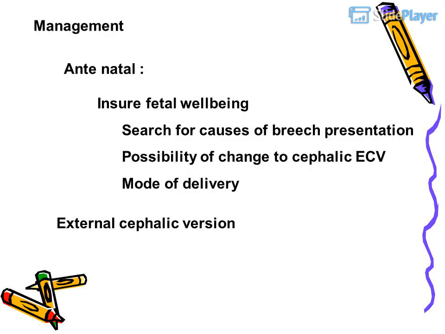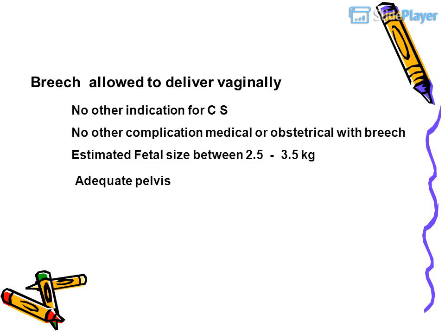Management, antenatal: ensure fetal well-being, search for causes of breech presentation, possibility of change to cephalic by ECV. Mode of delivery: external cephalic version; breech allowed to deliver vaginally if no other indication for CS, no other medical or obstetrical complication with breech, estimated fetal size between 2.5 to 3.5 kilograms.